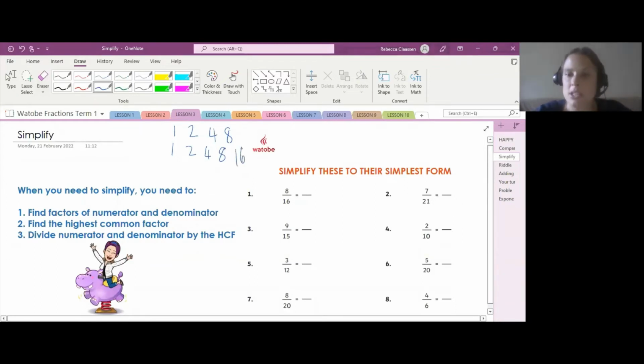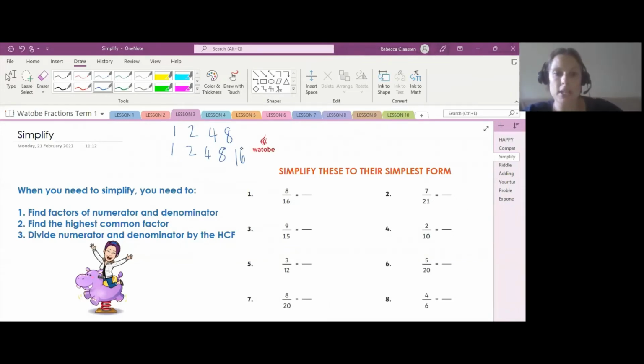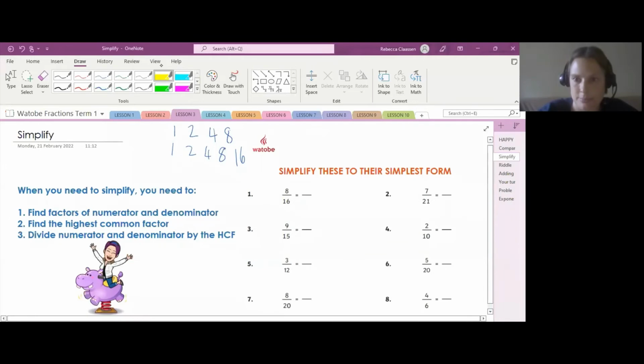All right. Claudie, what is the highest number in both lists? So, what number is in both lists? The highest one would be 8, right? So 8 is our highest common factor because it's the highest factor that's in both lists.